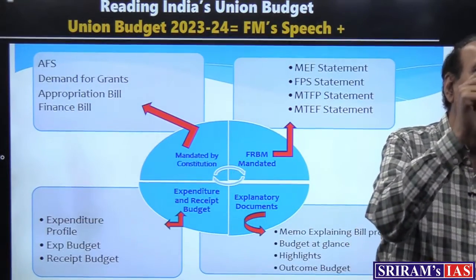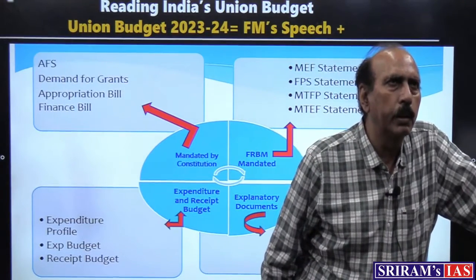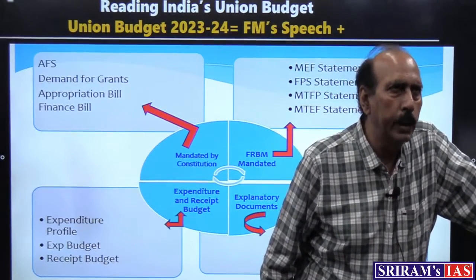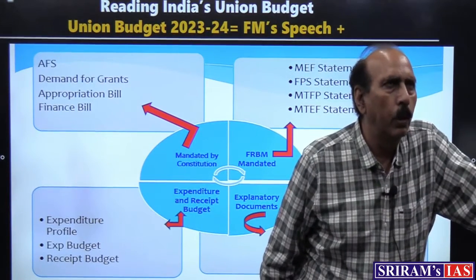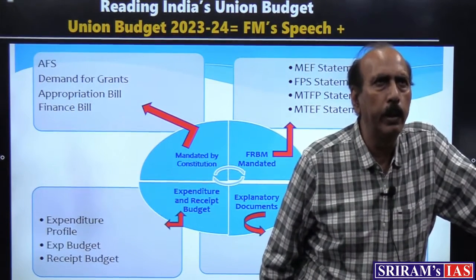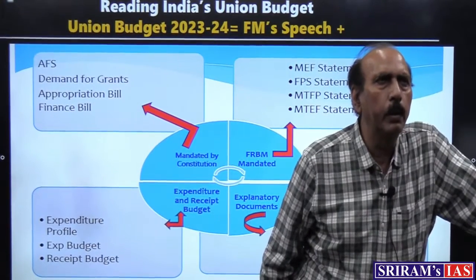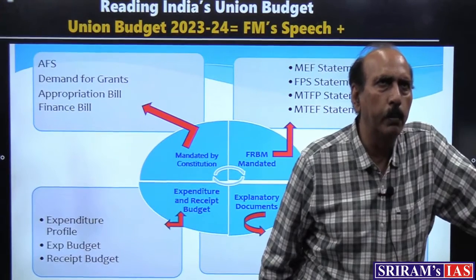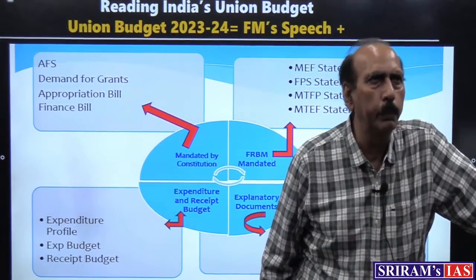It is a huge pink-colored document of 300-400 pages, giving you the ministry-wise, department-wise, or major head or minor head-wise allocation of funds. That is not required by you. That is required by those who are working in the government or in a particular ministry. They will have to keep it.